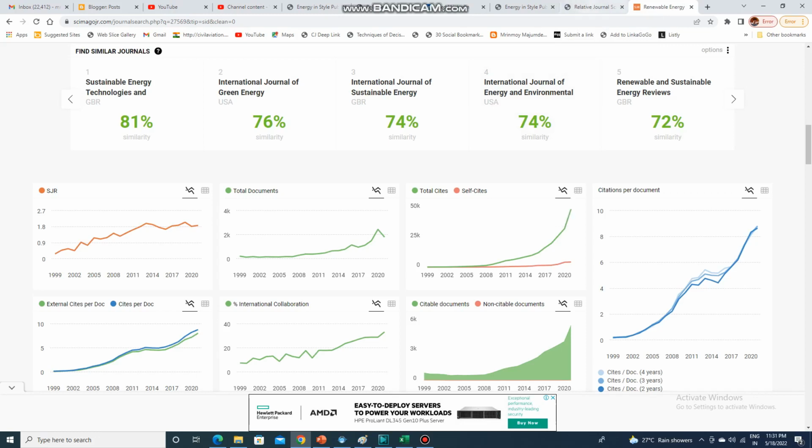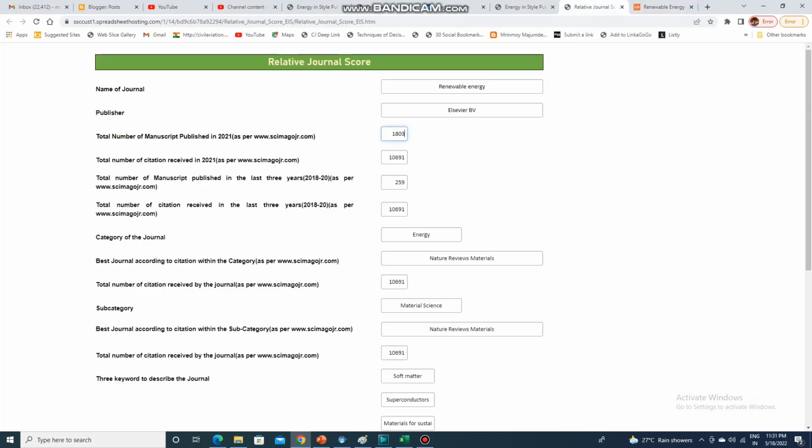44823. So you can imagine how many cites it has received. 44823. So this is all as per the SCImago Journal Rank.